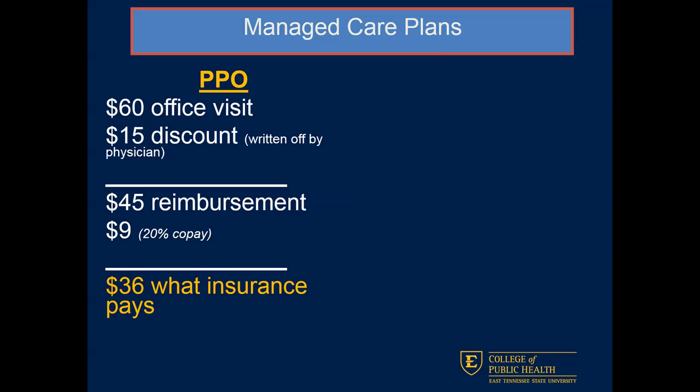So that this particular patient was in network, the provider agrees to the $15 discount. So overall, they're going to get reimbursed $45. Now you as the subscriber or the enrollee, again, have that $20 copay. You're going to pay $9, subtract that from your $45, and so this is what the insurance is going to pay: $36. Now this is for in-network.